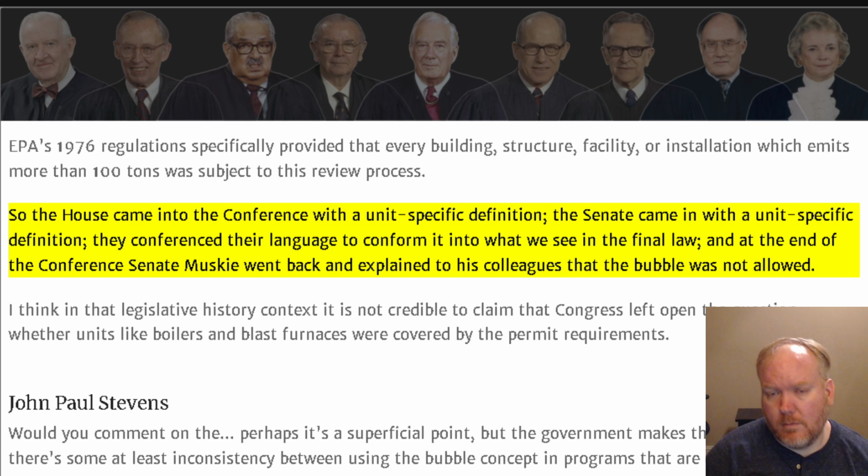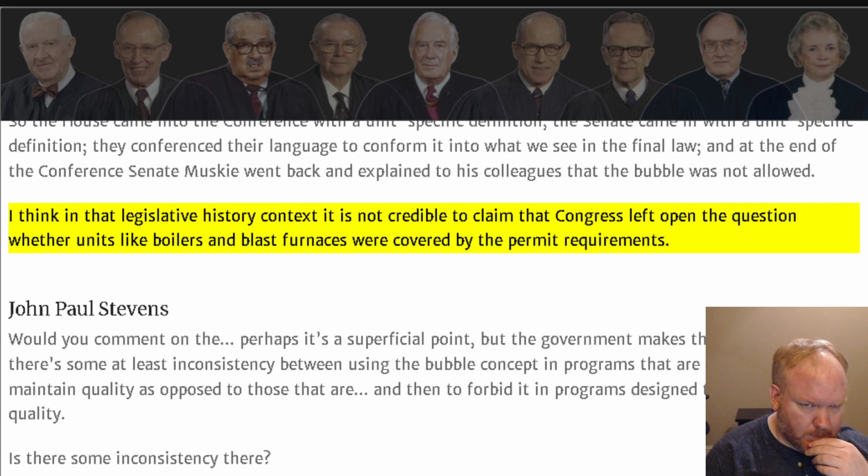Which was to conform it into what we see in the final law. And at the end of the conference, Senator Muskie went back and explained to his colleagues that the bubble was not allowed. And I think in that legislative history context, it is not credible to claim that Congress left open the question whether units like boilers and blast furnaces were covered by the permit requirements.